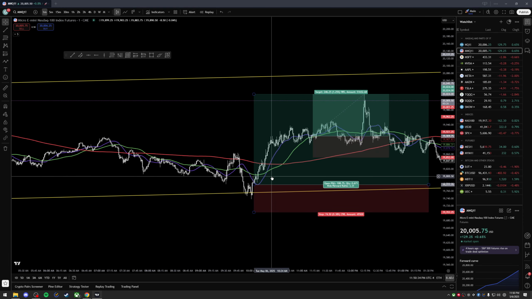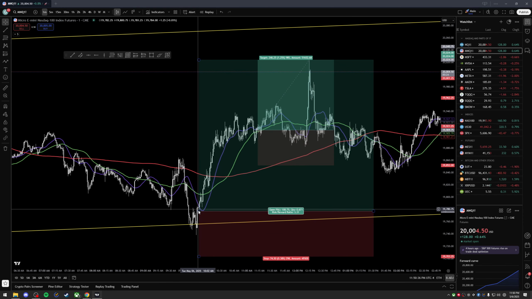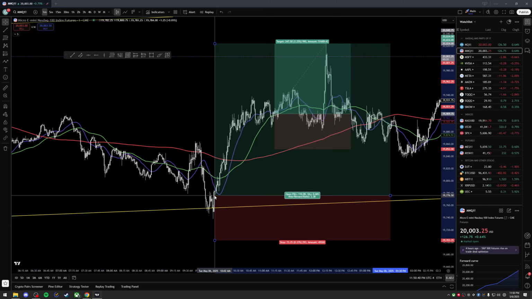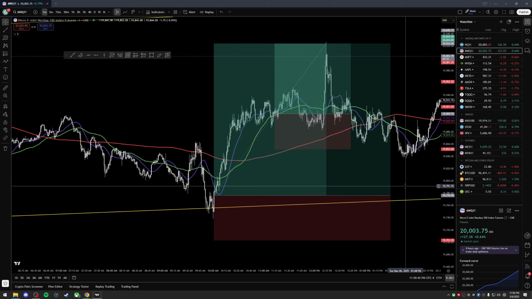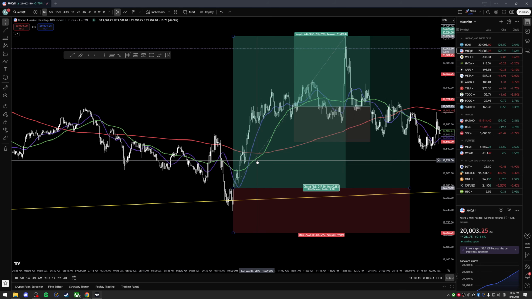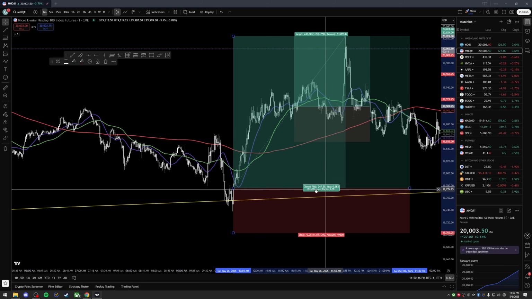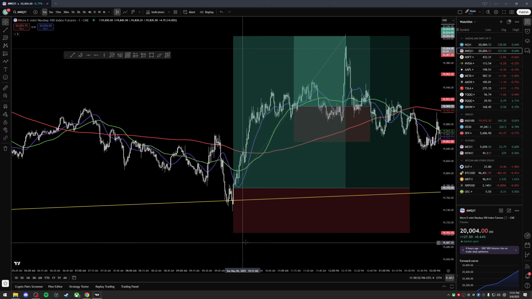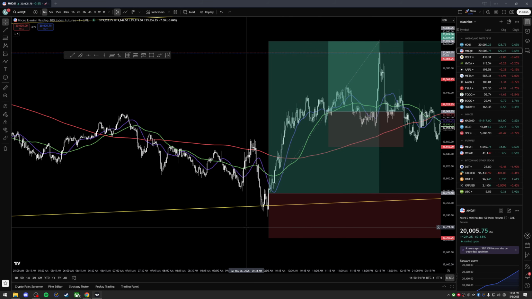So I entered a bit aggressive off of this, in this general area, give or take. I didn't make this long position tool when I was in the trade, so this is a rough estimate. I roughly entered around here, give or take. My stops were down here, and yeah.